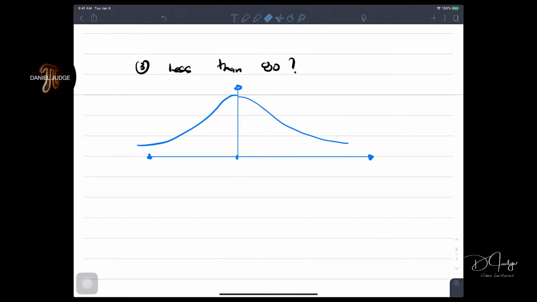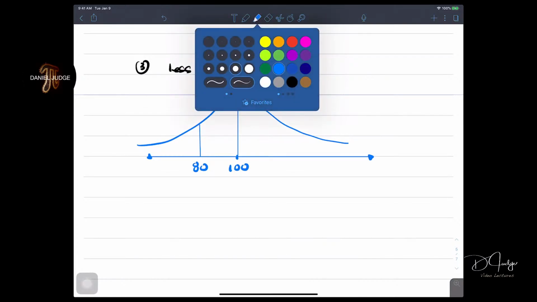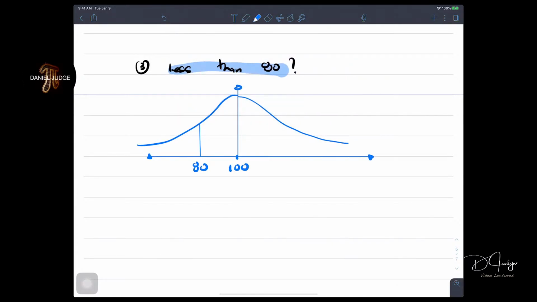Now remember, the mean, the center, is 100, and this is a real number line, so smaller numbers live to the left. So I'm going to put where 80 would be, then I have to describe less than 80. Well, that's strictly smaller than 80, so that's everything to the left of 80. They're asking what percent of the bell is shaded here. This is my left tail.